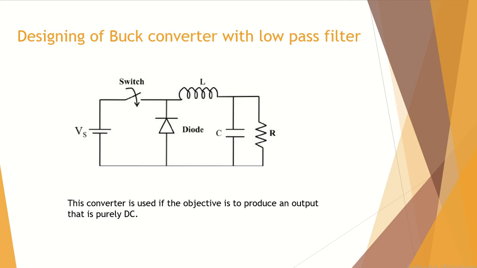In the last class, we had the introduction of the buck converter. We discussed a practical model for the buck converter. Now we will design a buck converter with a low pass filter. As you can see over here, we have added a capacitor in parallel with the load to filter out the low frequency ripples.